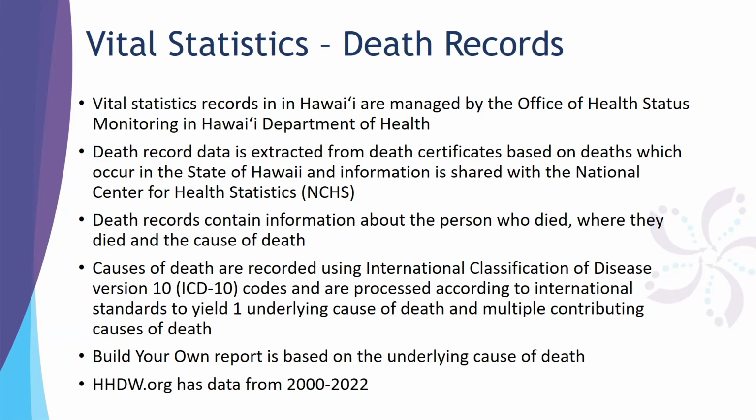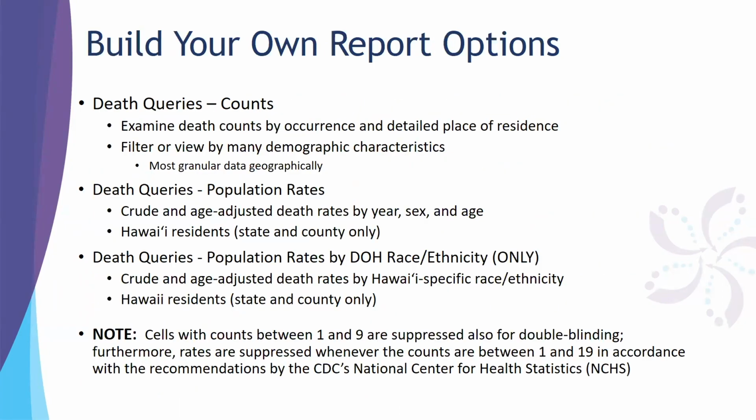HHDW has death data from 2000 to 2022. The Build Your Own Report Death Record module in HHDW contains 3 query areas. Counts allows you to examine death counts by occurrence and the detailed place of residence. You can filter and view the query by many demographic characteristics. And then there are 2 queries which calculate population rates. So they calculate death rates per 100,000. The population rate query is for crude and age-adjusted death rates by year, sex, and age, and the population rates by DOH race ethnicity allows you to run the causes of death by race, ethnicity for sex, and age group.